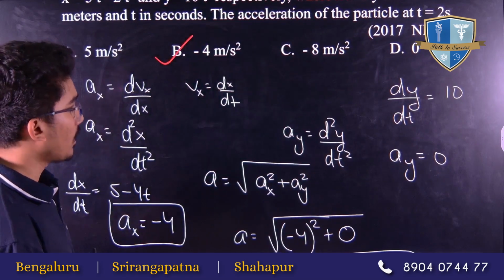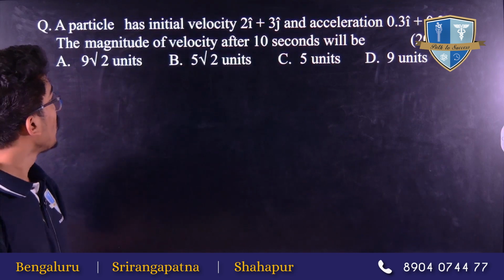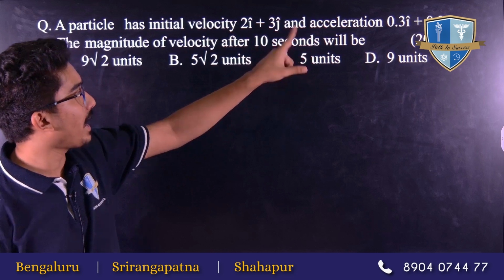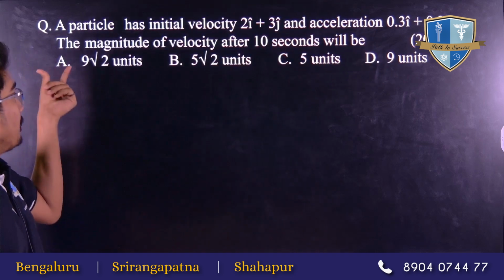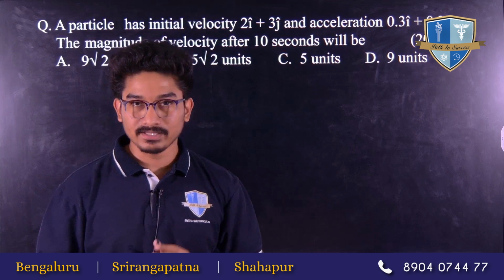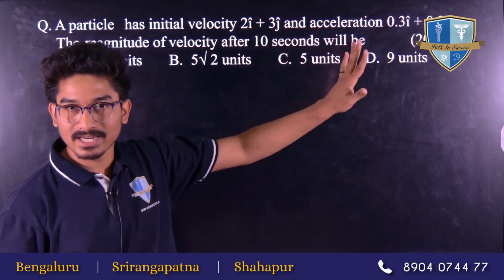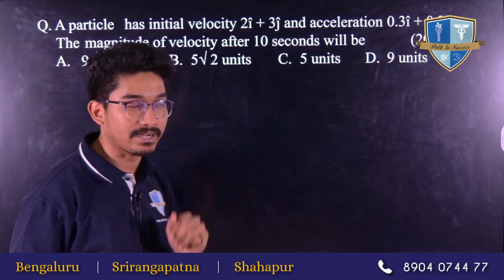Correct. Now let's see another question, another easy question. A particle has initial velocity as 2i cap plus 3j cap and acceleration 0.3i cap plus 0.2j cap. The magnitude of the velocity after 10 seconds will be. So I said to you, whenever they have given velocities and acceleration, everything in the vector form, we will use all these three equations in the vector form.